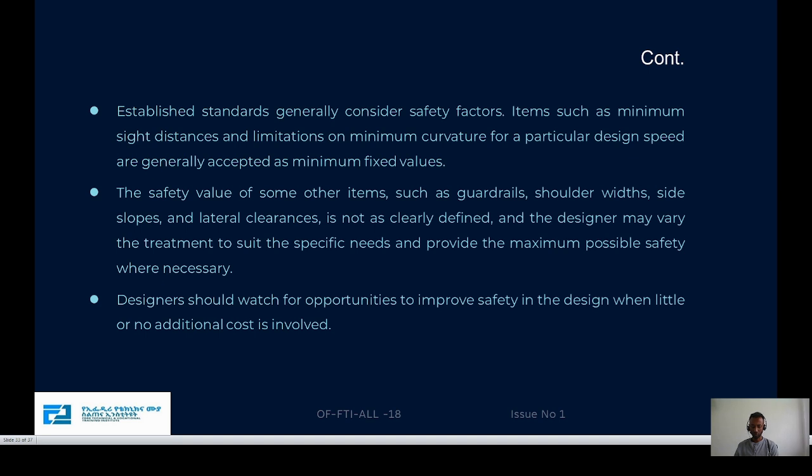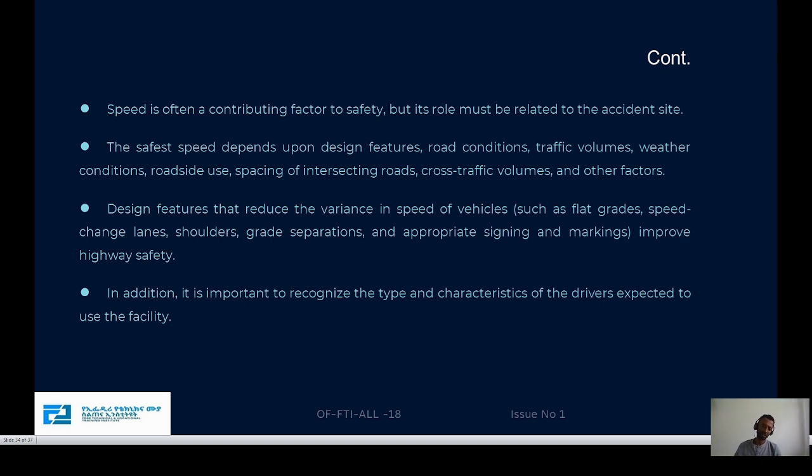And also designers should watch for opportunities to improve safety in the design where little or no additional cost is involved. And also the speed is very related to the safety. So increasing speed above the design speed, the outcome is an accident. So we have to drive at less than the design speed. The safe speed depends upon the design features, traffic volumes, and weather conditions. Weather conditions means in dry conditions the design speeds will be greater. In wet conditions, the probability of vehicles sliding is much greater, so decrease speeds.